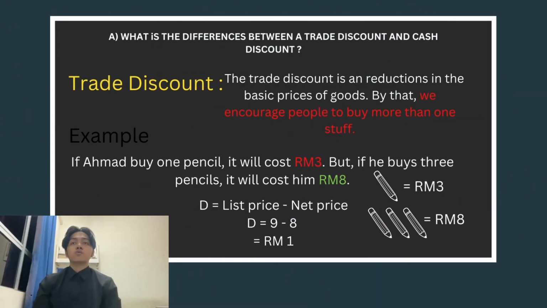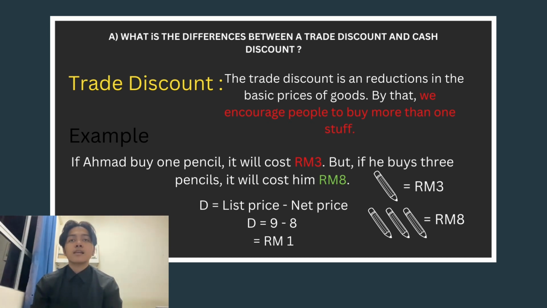So for question 2A, what is the difference between a trade discount and cash discount? Trade discount is a reduction in the basic prices of goods. By that, we encourage people to buy more than one item. For example, if Ahmad buys one pencil, it will cost him RM 3. But if he buys 3 pencils, it will cost him RM 8. To find the discount amount, we use list price minus net price.